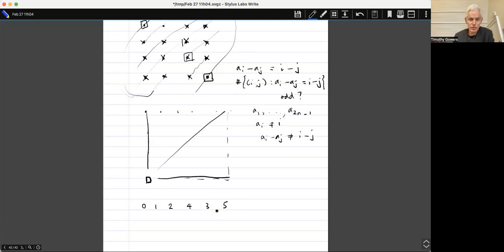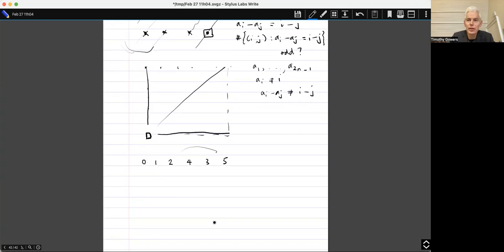4 minus 2 does not equal 1. 3 minus 2 does not equal 2. 5 minus 2 does equal 3, so I've got an extra pair there. But 5 minus 1 equals 4, and 5 minus 0 equals 5, so I've got an extra 3 pairs, so I've got an odd number of such pairs. Oh. So I had some trouble finding my hoped for counterexample. So now I'm going to work with that as a hypothesis and see if I can prove it.